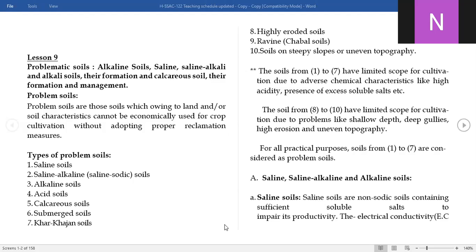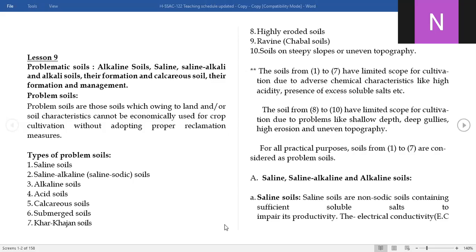Quickly starting lecture number 9, that is problematic soil: saline soil, saline alkali soil, and alkali soil. These soils fall under the category of salt affected soil. We have to study their characteristics and management.